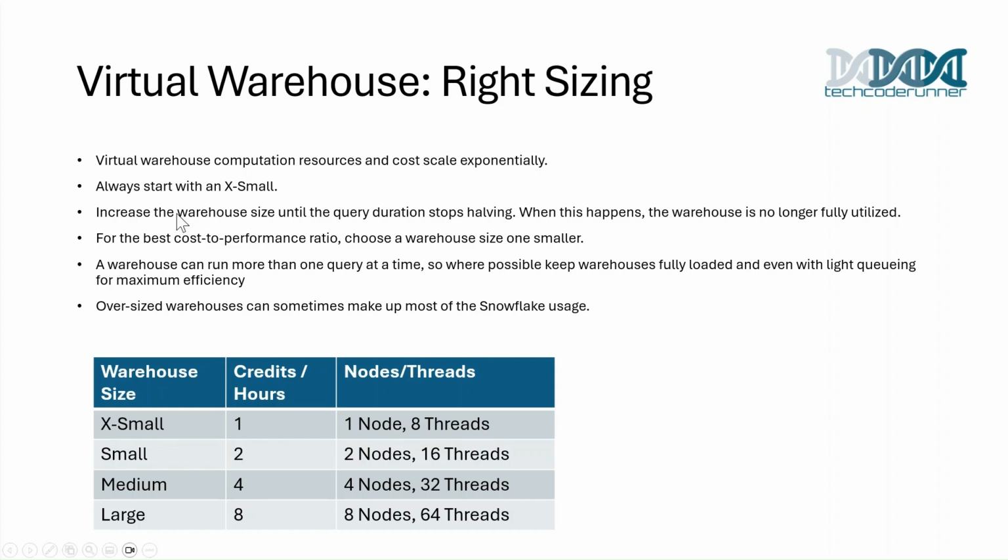Always start with X-Small. Increase the warehouse size until the query duration stops halving. When this happens, the warehouse is no longer fully utilized. For the base cost to performance ratio, choose a warehouse size one smaller.